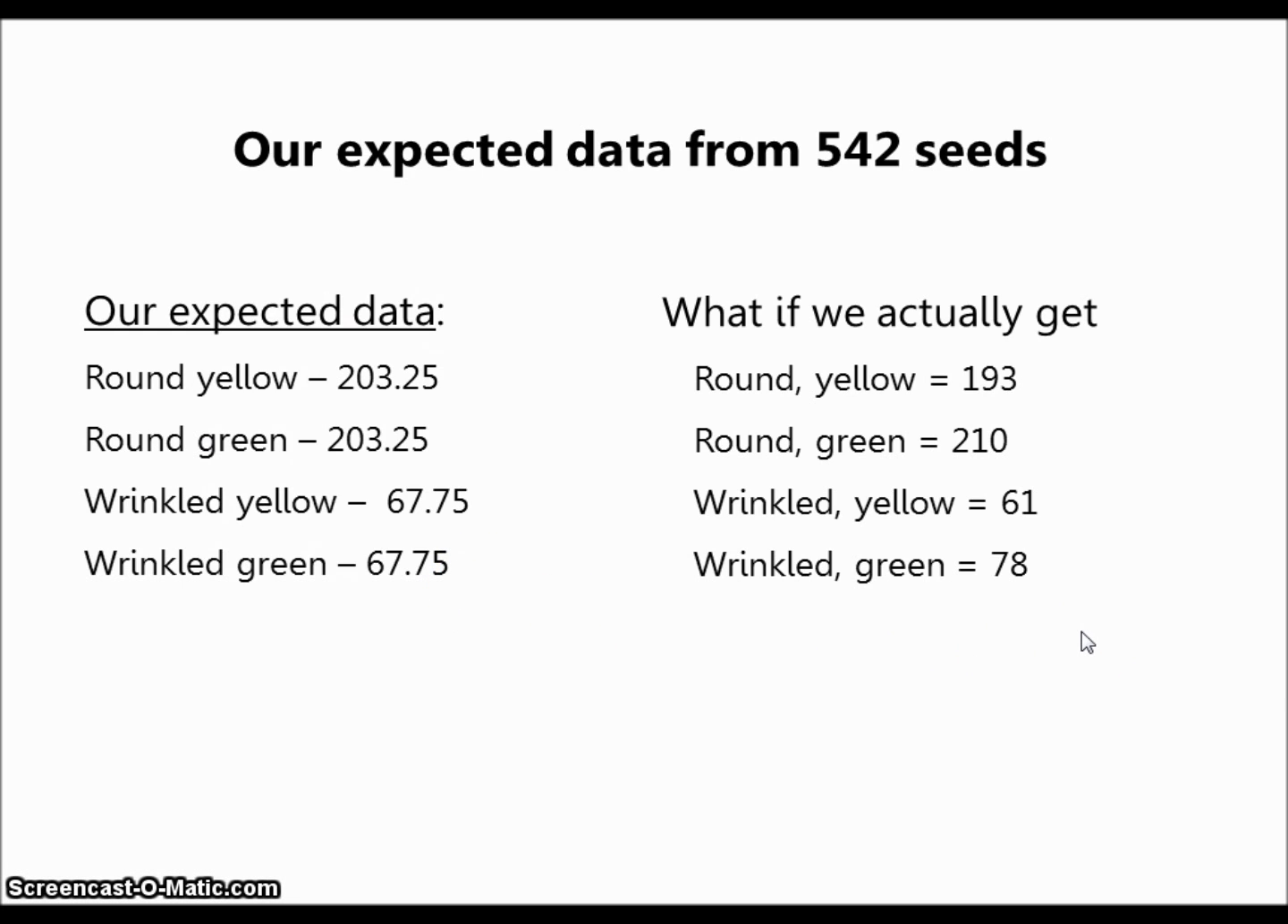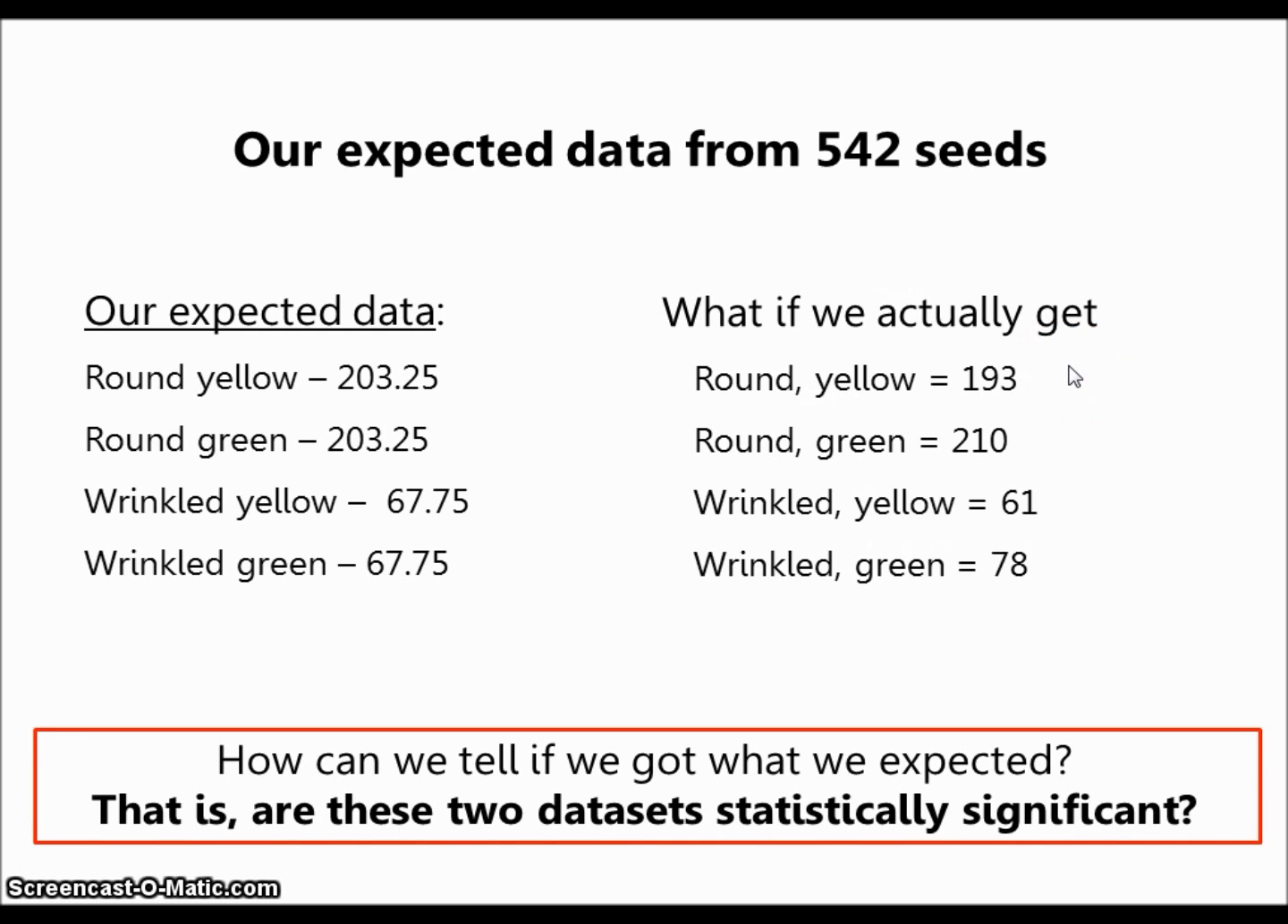Now, when we actually run this experiment and count the phenotypic categories into which our 542 seeds actually fall, say we get this data set. Now, what we want to know is, are the actual data that we get significantly different from our expected data? That is, are these two data sets statistically significantly different? It should say statistically significantly different down here, but okay, so moving on.